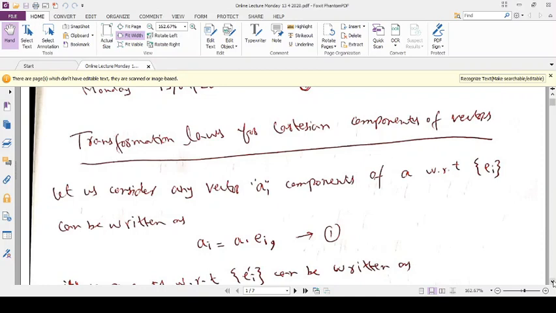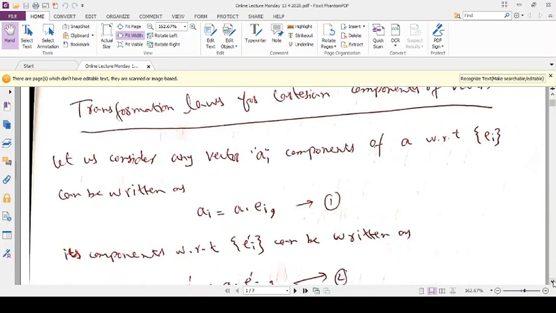Let us consider any vector A. Then we can write components of this vector A with respect to basis e_i, and this is given in equation 1: A_i equals A dot e_i. If you have a vector A and you want its first component, you have to take the dot product of this vector A with e_1. So A_i equals A dot e_i, where A_i is the ith component of vector A.